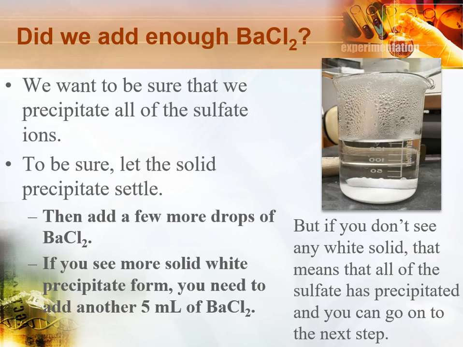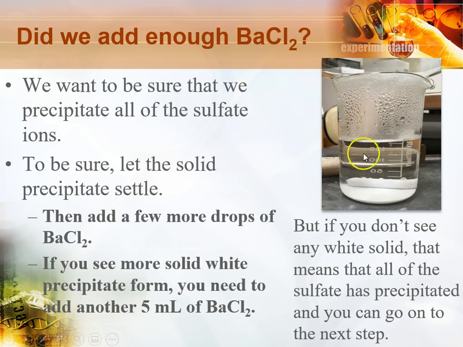So we do want to make sure that we precipitate all of the sulfate. So that means we have to make sure that we add enough barium chloride so all of the sulfate precipitates and none of the sulfate remains behind. Here is what is called the supernatant, which is above the solid. So what we do is we test it. We just add a few drops of barium chloride.